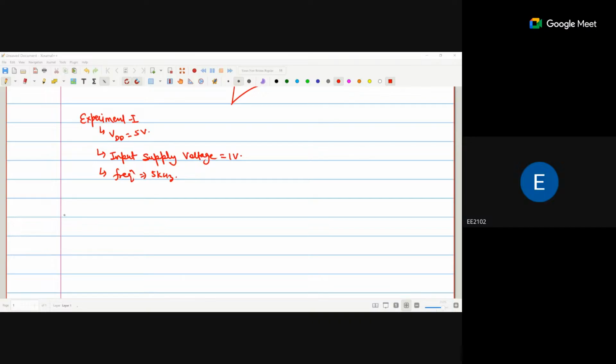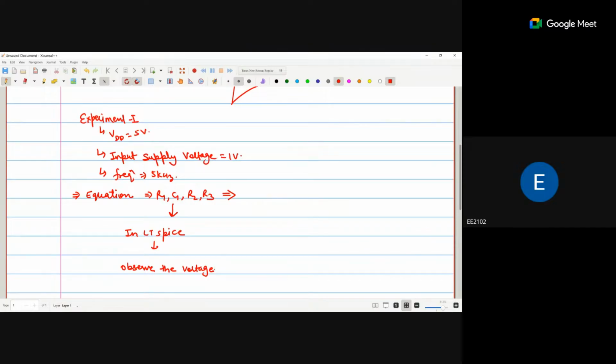So with the help of equations, you will calculate the value of R1, C1, R2, and R3. Now use these R1, C1, R2, R3 in LTspice and observe the voltage. Okay, this is your first task.